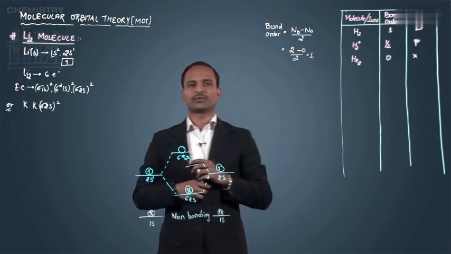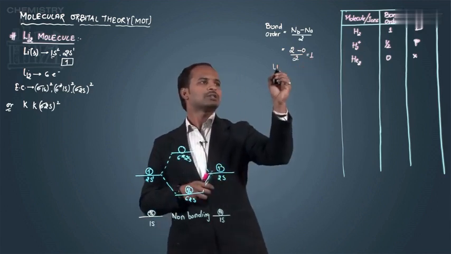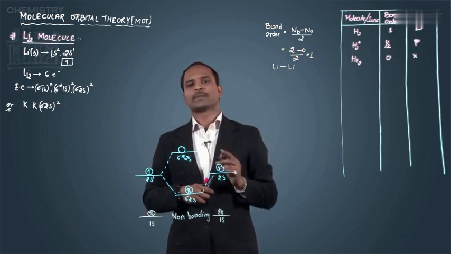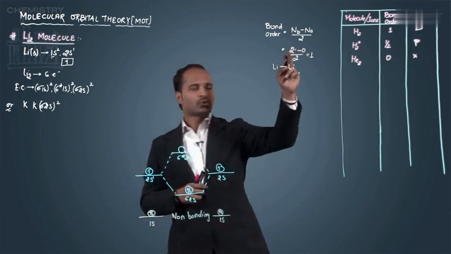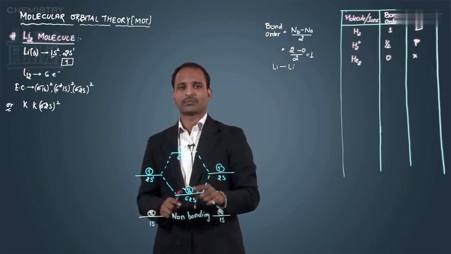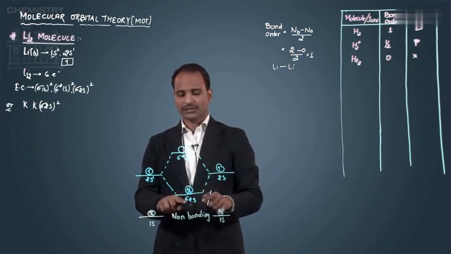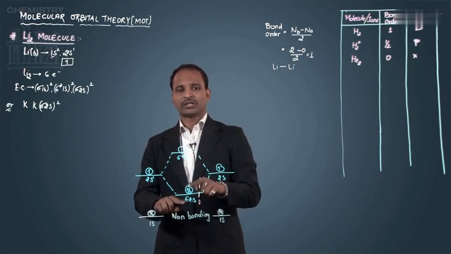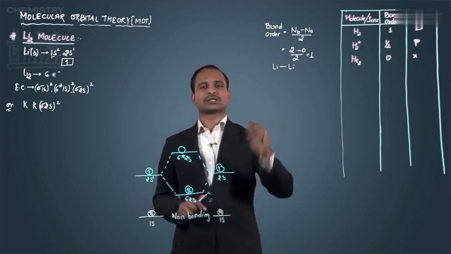So in case of the lithium molecule, the 2 lithium atoms are bonded by a single bond. That single bond is because of the contribution of the sigma 2s orbital, and hence, since the sigma 2s orbital has these 2 electrons, the bond is a sigma bond.